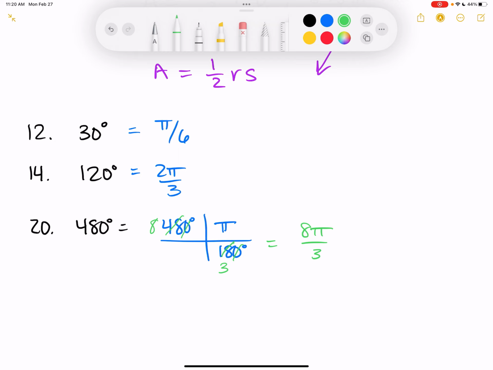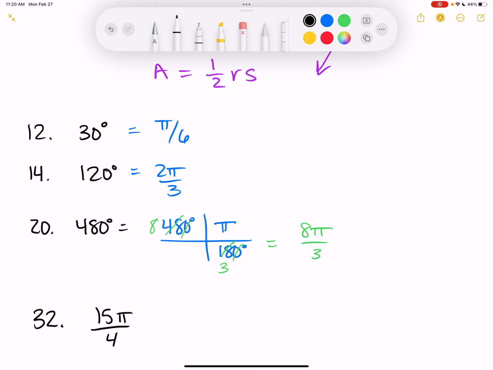Are y'all okay with the conversion factor? Okay. 28. Oh, well, that's awkward. It's literally 8 pi over 3. 30. That's also one we've already done. 32. 15 pi over 4.